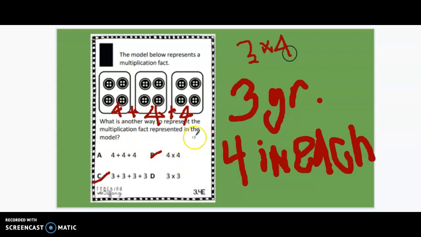3 times 3, that would be 3 groups with 3 in each group, and that is not what we have. The correct answer here is A.